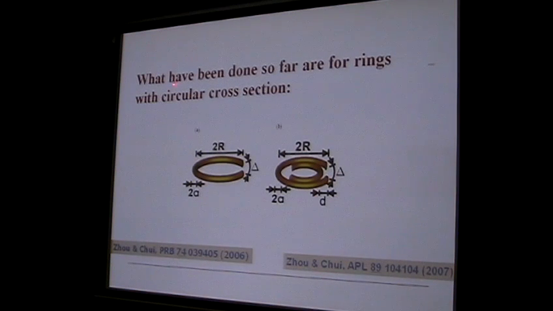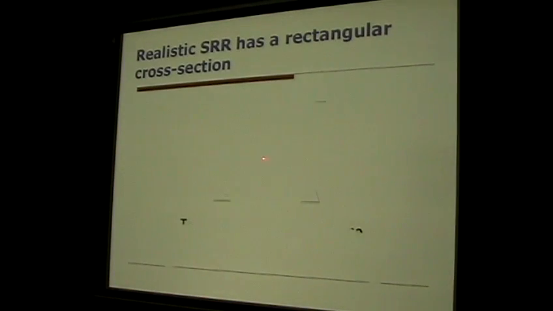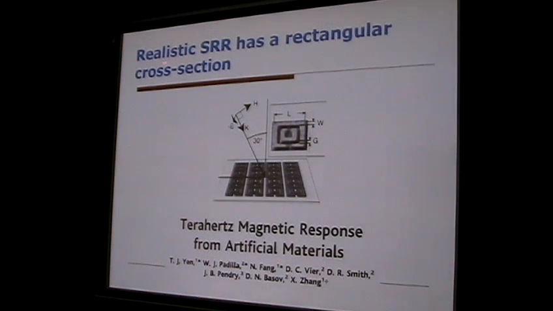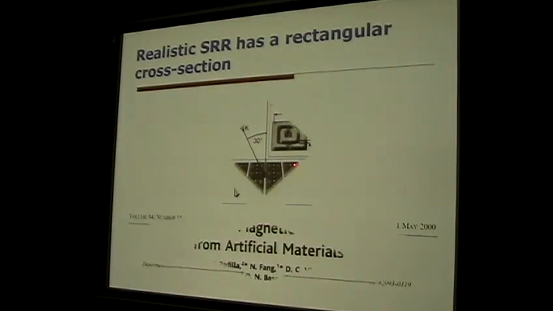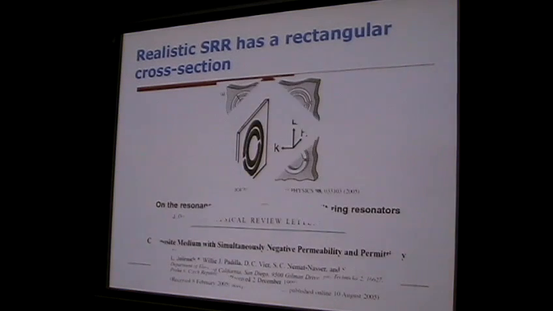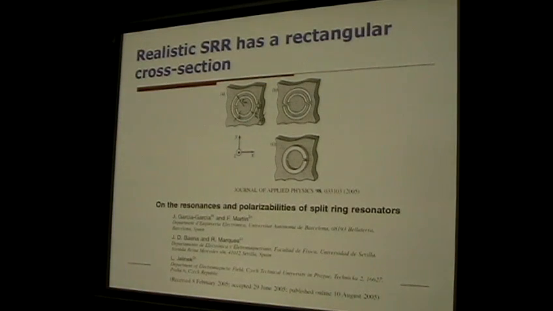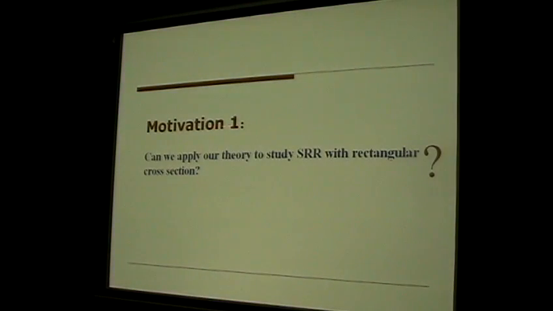So what have been done so far for the rings? One is a single ring and a double ring. However, we all assume that the ring has a circular cross-section. But the situation is that the real SRR actually has a rectangular cross-section. For example, you can see this one, and also this one. All of these split ring resonators have a rectangular cross-section. So the motivation, one, is: can we apply the theory to extend to such SRRs with rectangular cross-section?